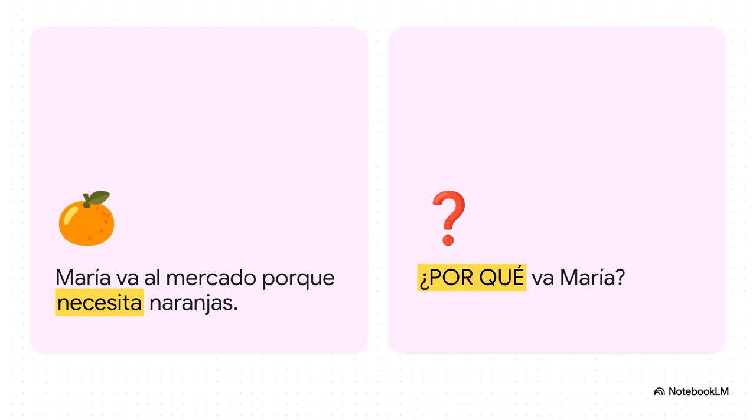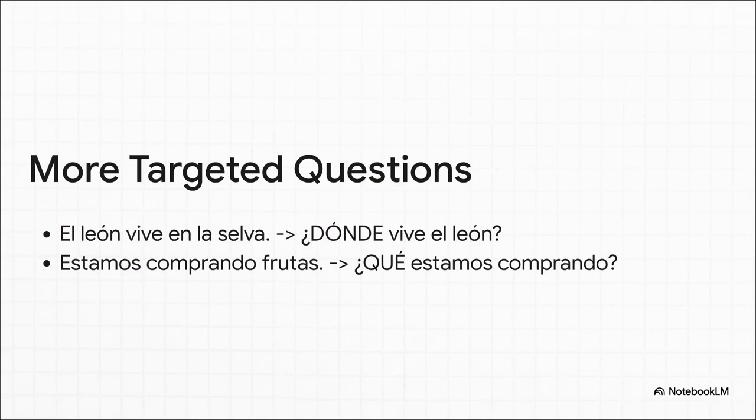Let's investigate sentence number 9 from the text. María va al mercado porque necesita algunas naranjas. Maria goes to the market because she needs some oranges. Look closely at that word porque, because. Our target is the entire reason she's going. And when we're looking for a reason or a motive, we reach for por qué. So we unveil the question. ¿Por qué va María al mercado? Why does Maria go to the market? And you know, this just brilliantly illustrates the absolute versatility of our tools.